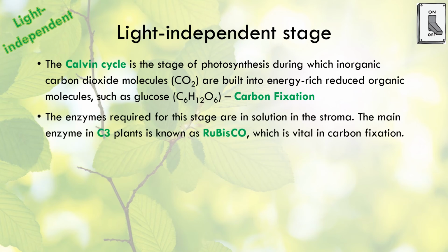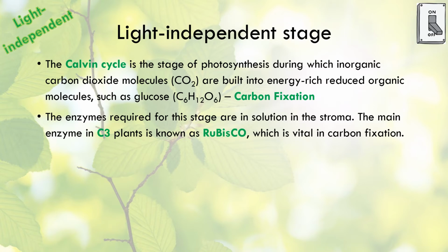We need a particular enzyme for this. So our main enzyme in our C3 plants is known as Rubisco. And the reason it's written quite strangely like that is because it's actually short for Ribulose 1,5-bisphosphate carboxylase or oxygenase. Now the carboxylase or oxygenase comes into effect a little later on when we look at the variations of photosynthesis. But for now, what we're looking at is this particular enzyme.